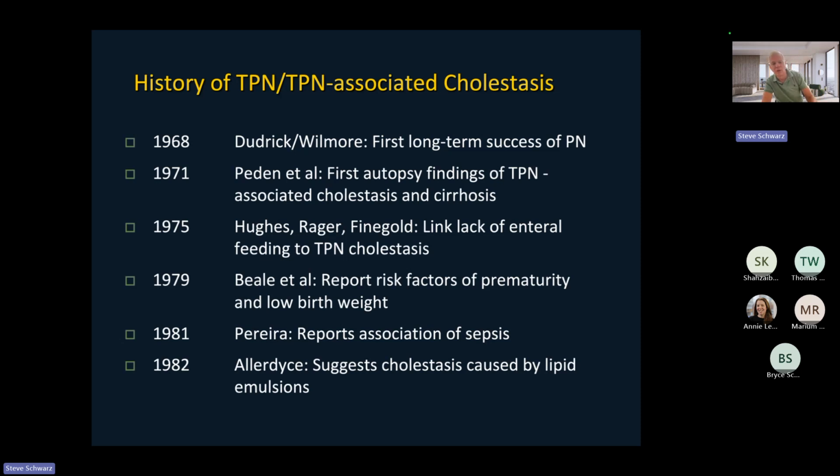It was subsequently thought that lack of enteral feedings led to TPN cholestasis. Again, the younger and more premature the infant was, the lower the birth weight, the greater risk there was of developing this problem. A former colleague of mine at CHOP, Gil Pereira, tried to associate low-grade septicemia with TPN cholestasis. And it was not until the early 1980s that Dr. Allardyce in Canada first suggested that cholestasis was caused by lipid emulsions. So that basically gives you the history, which brings us to the continual search of how nutritional elements contributed to the problem of TPN-associated liver disease.